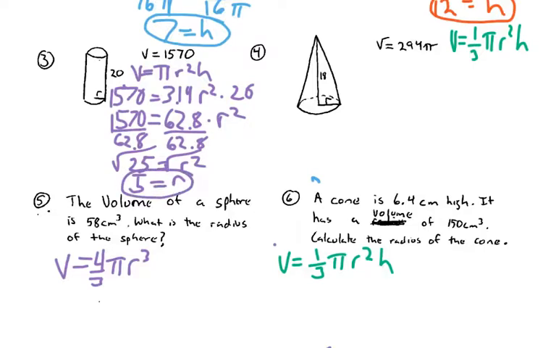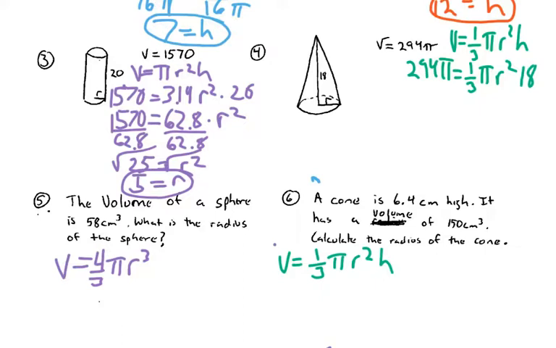All right, take a look at number 4. Here we have a cone, and notice the symbol pi is in our volume, so I will use the symbol pi and not 3.14. So hopefully the pi's cancel. So let's take a look at this one. The volume is 294 pi equals 1/3 pi. I don't know what the radius is, so that's just going to stay r squared. And the height is 18, so I'm going to write 18 in there.